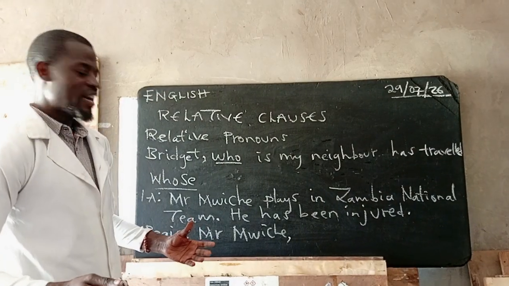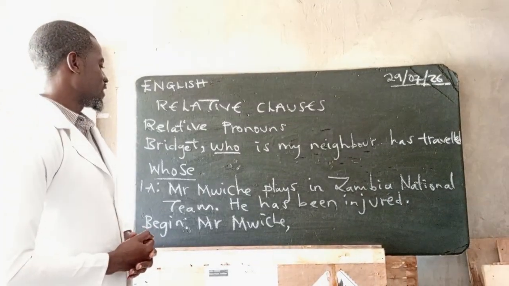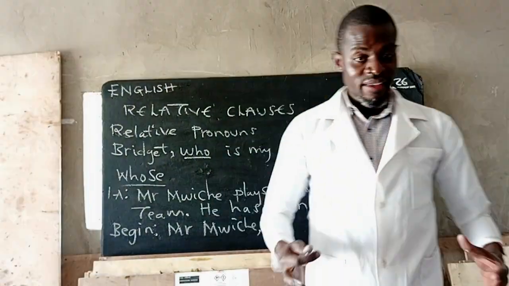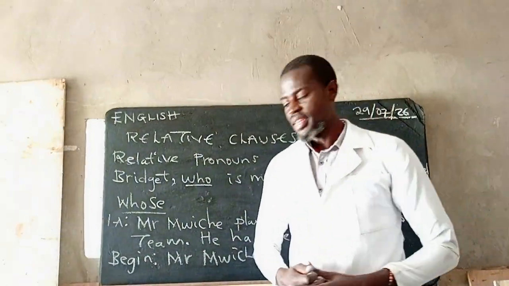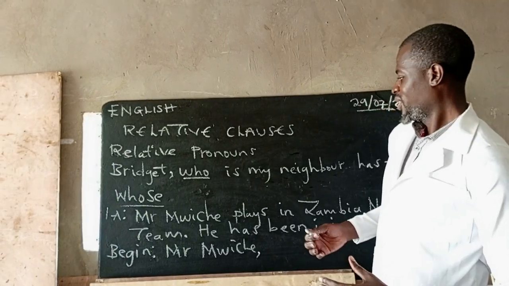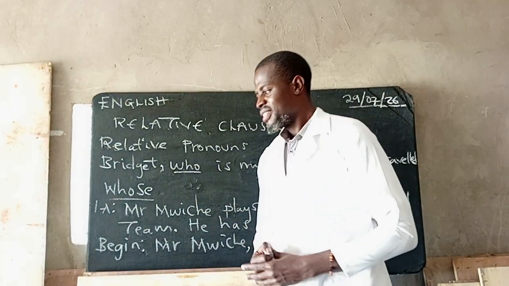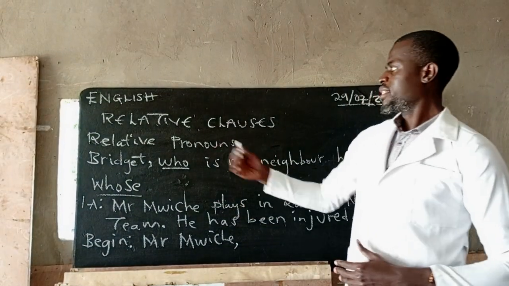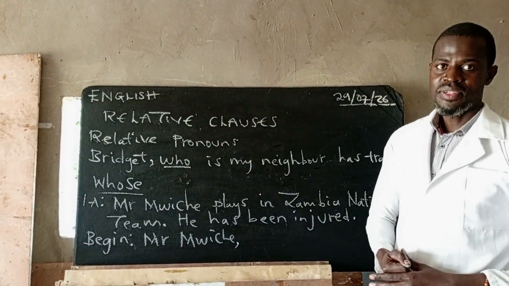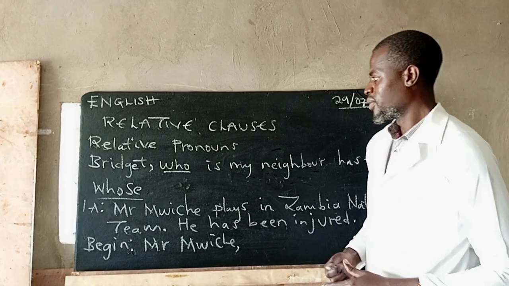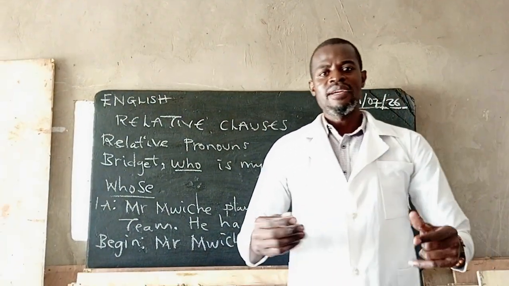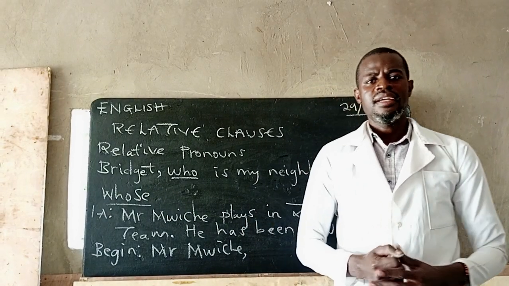It's as simple as drinking water. The food for thought that I'll leave you with is to use whose. Try to use whose to introduce a relative clause. I'll need the answers just below in the comment section.